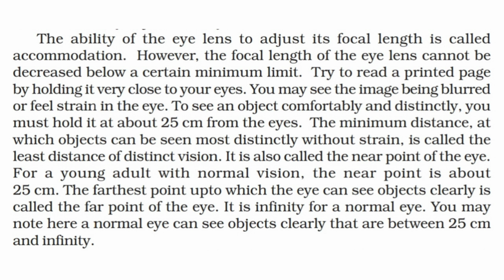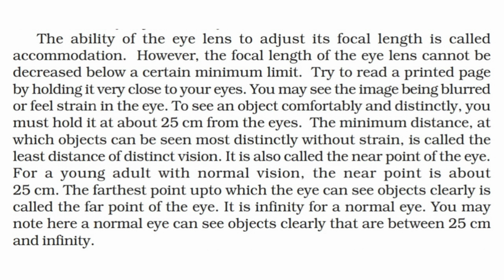The minimum distance at which objects can be seen most distinctly without strain is called the least distance of distinct vision. So here 25 centimeters is the least distance and the maximum distance is infinity. It is also called the near point of the eye, that is 25 centimeters.